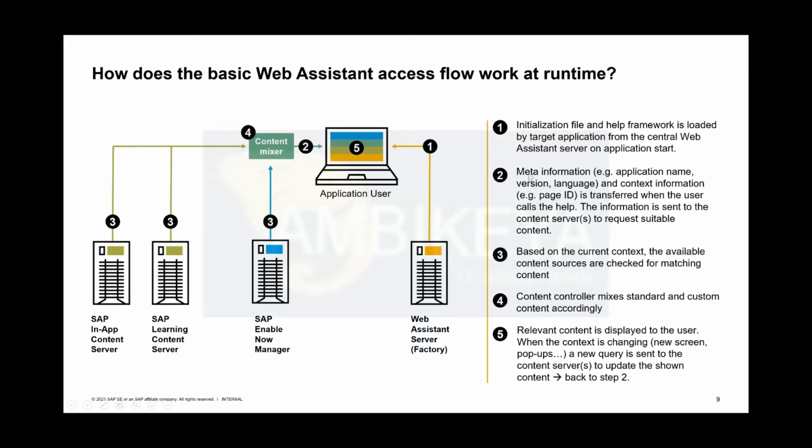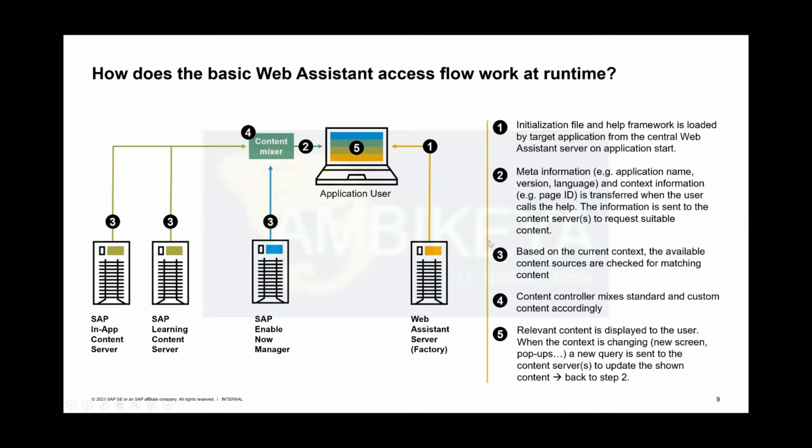Second, the meta information is requested by the framework and sent by the target application. That's the black box in 2, because it's slightly different from application to application. However, it's sending the application name, the application version, and the currently applied user interface language. Based on that, WebAssistant is going to filter content, and also the context information, for instance, the page ID. This pack of information is sent to the WebAssistant to make the content mixer decide which contents to display in what manner.